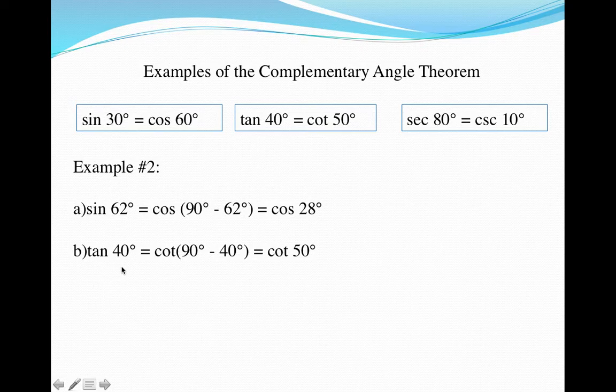If I give you the tangent of 40 degrees and say, please find another trig function and another angle that has the same value as the tangent of 40 degrees, the first thing you would think is tangent and cotangent are cofunctions. And if I take 90 and subtract this 40 from it, I'll find the complementary angle. So the complementary angle to 40 degrees is 50 degrees. So the tangent of 40 is equal to the cotangent of 50.